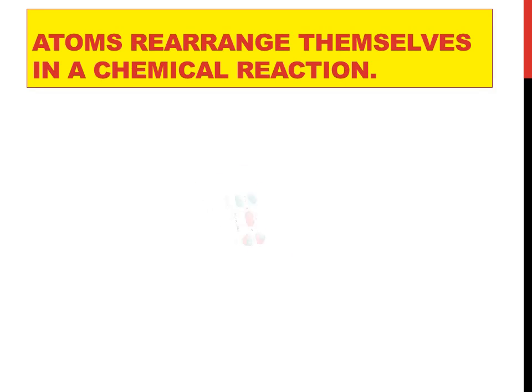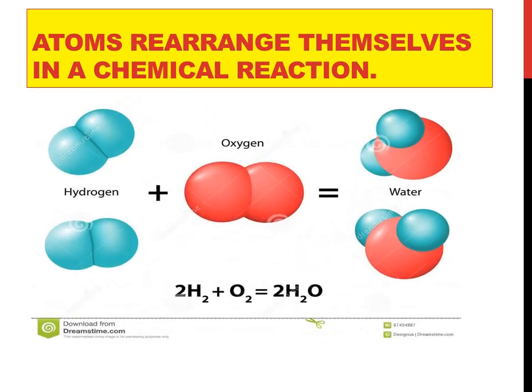Atoms rearrange themselves in a chemical change. Why are new substances formed in a chemical change? We know that we start with reactants and the product is a new substance that is formed after the chemical reaction has occurred. Now, why are these substances formed? Because the atoms rearrange themselves in such a change. In any chemical reaction, the atoms rearrange themselves.